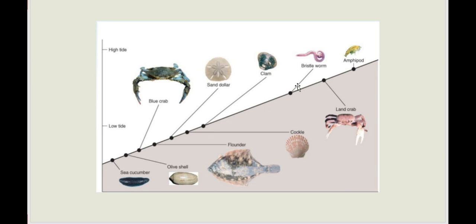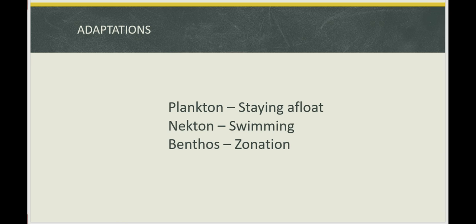So we see this pattern of zonation not only in the rocky intertidal, we see it in sand flats, we see it in mud flats, we see it in salt marshes, we see it in coral reefs. So zonation is one of the classic ways that benthic organisms adapt to their environments. All right, so we've talked about adaptations in the plankton, we've talked about adaptations in the nekton, and we've talked about adaptations in benthic organisms.